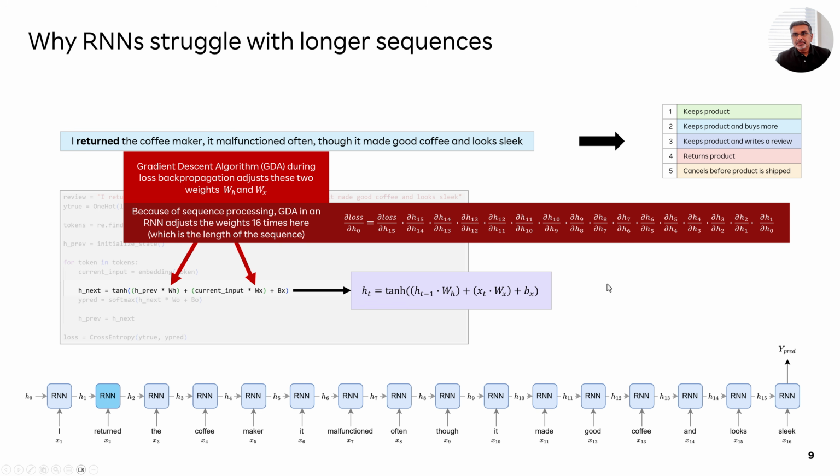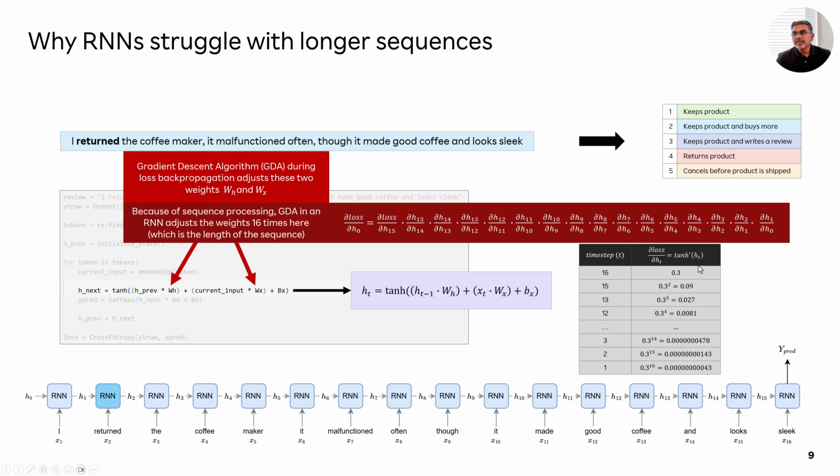Now, what happens when the sequence length increases? As you can see, this is a function of how many elements are there in my sequence, correct? Here there are 16 tokens, so you're multiplying 16 times. Now let's assume that the gradient here is basically 0.3, and let's assume it's the same gradient across all these timestamps, just for simplicity. And by the way, the derivative of tanh is always going to be a value between 0 and 1. You can go back and reference your high school level calculus. Which means that it is a fractional number.